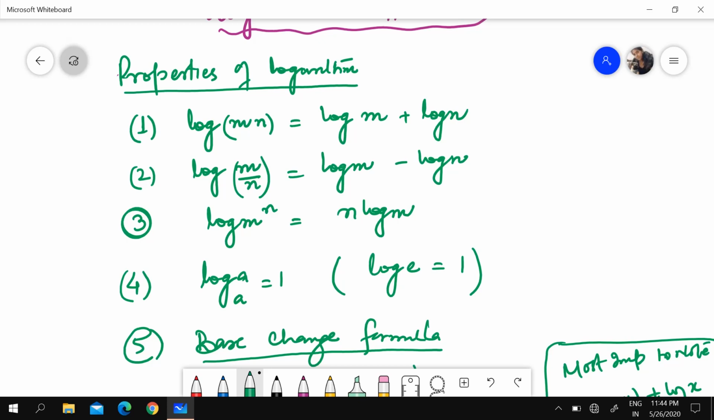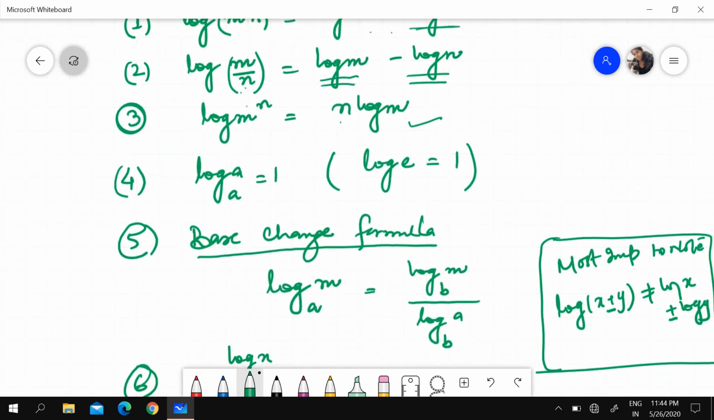The first property is log of mn, the product of two numbers. Log of product is equal to sum of logs. That means log of mn is equal to log of m plus log of n. If we have log of m upon n, that equals log m minus log n. That means log converts product into sum and quotient into difference. The third one, log m raised to power n is equal to n log of m.